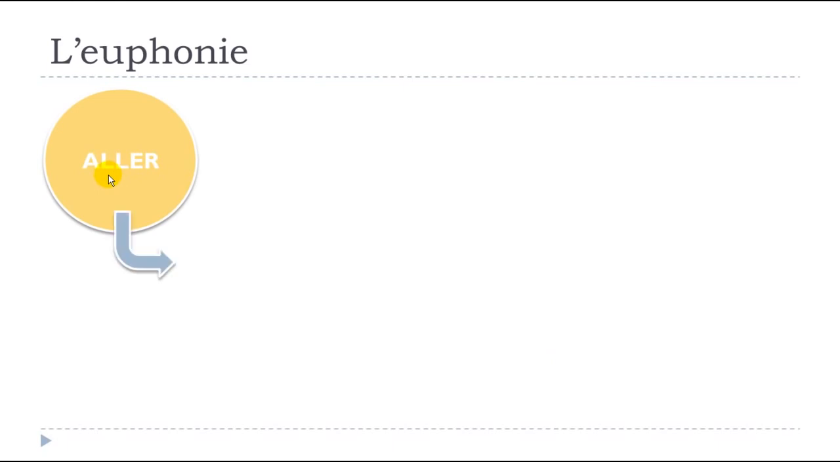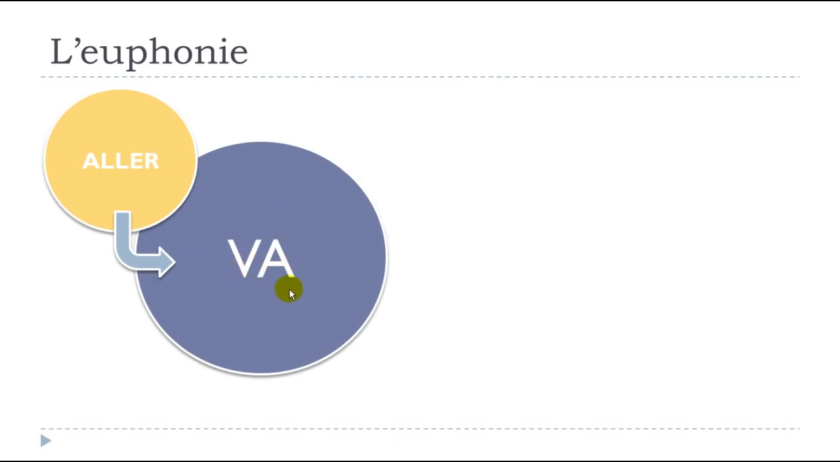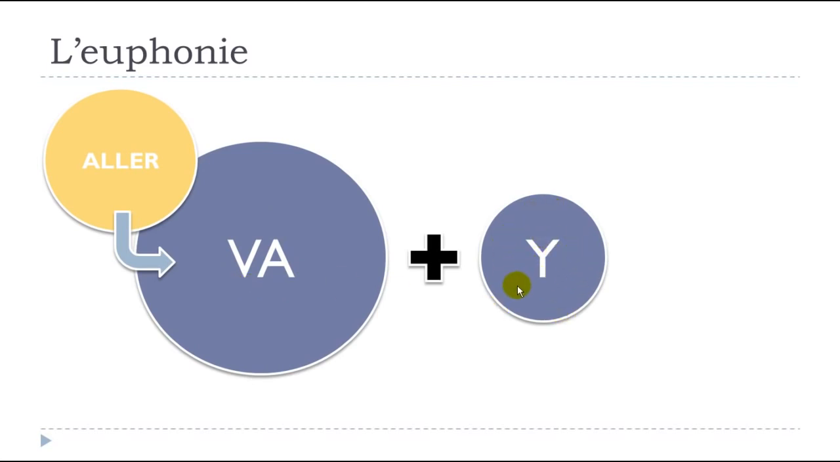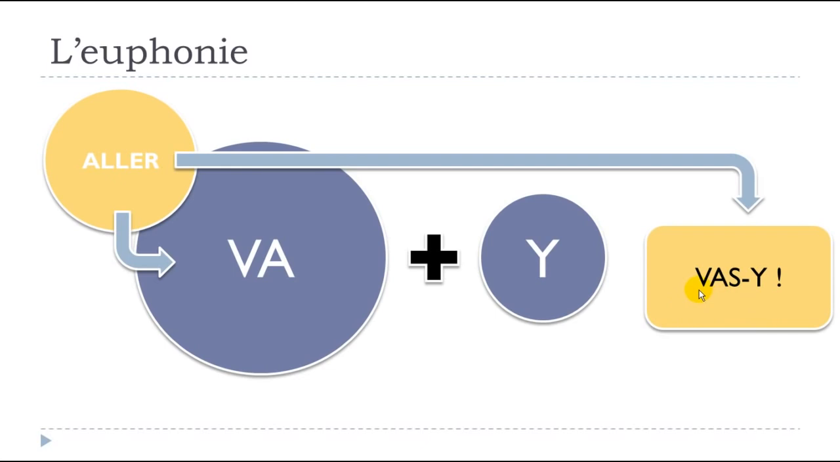So let's see, aller. Aller normally at the imperative should be va, just like that. We're talking here about the tu person, okay? And then if you want to combine it with the pronoun y, then it will become vas-y. And when I spoke about the fact that euphony can modify the grammar, you've got a good situation here, because even if the form is normally va, you will have to modify it and put this S here, just to get the sound vas-y, instead of va-y.